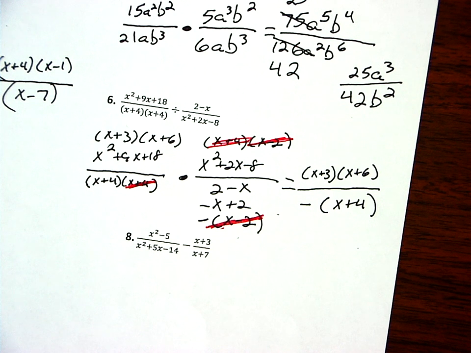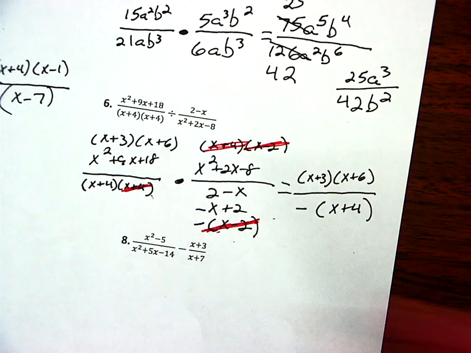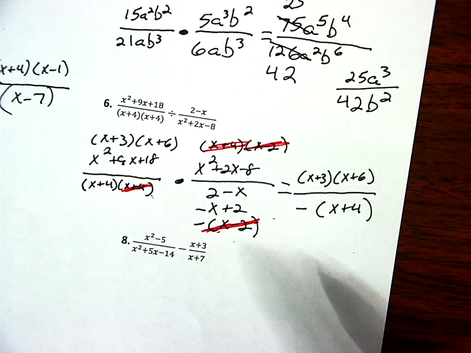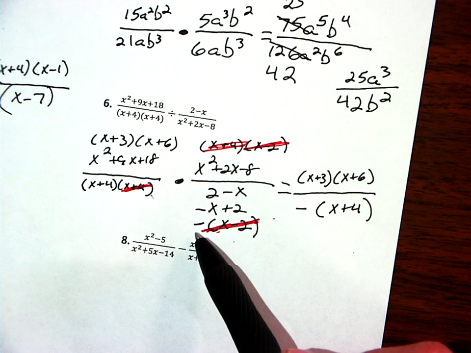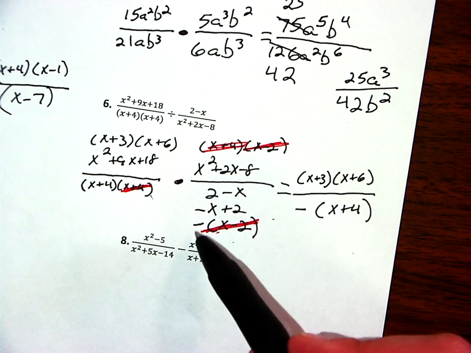We canceled out that x plus 4 and that x plus 4. Not both of them, only one of them. Why is there a negative? Because if you look, we factored out a negative here to get an x minus 2 so we could cancel that out. And it didn't magically disappear.